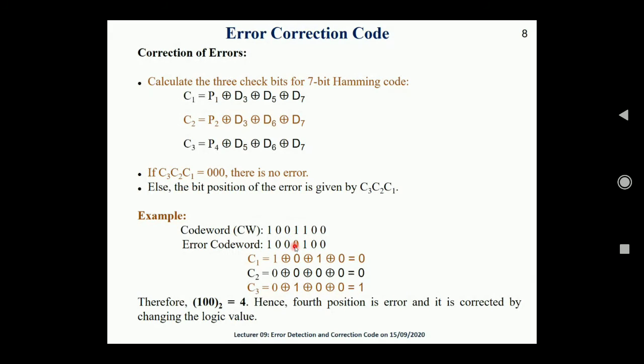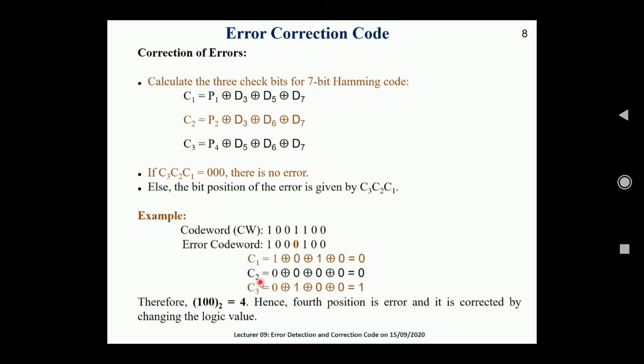Suppose we cross check by applying our error correction technique. Can we get the 4th bit position or not? The remaining bit positions after the 4th are the same. Suppose this is a single bit error. Now how can we compute this? C1 is P1 modulo D3 modulo D5 modulo D7. So here I am writing 1 0 1 0 1 modulo 0 0 modulo 1 1 modulo 0. If we apply this modulo operation, we get 0. The logic value C1 is 0.